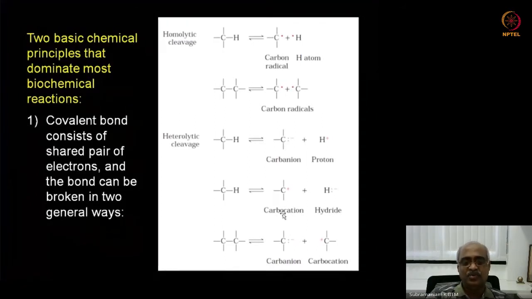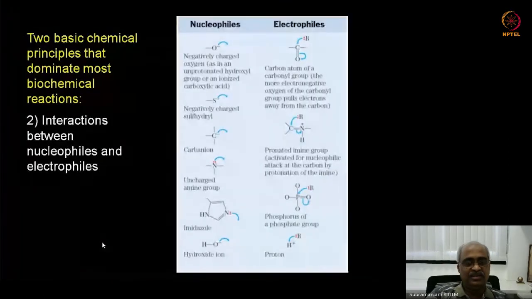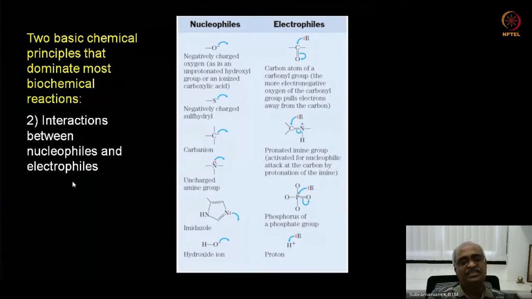And it's the opposite with the cations. These have fewer electrons, and therefore they are electrophiles. They are attracted towards atoms having more electrons. So these are electron rich and these are electron poor. So this is what gets us to these two terms, nucleophiles and electrophiles. And most of the biochemical reactions are reactions between nucleophiles and electrophiles.